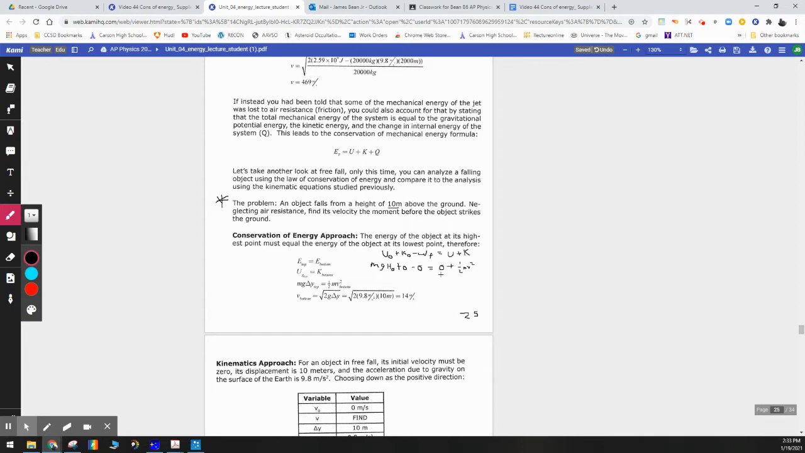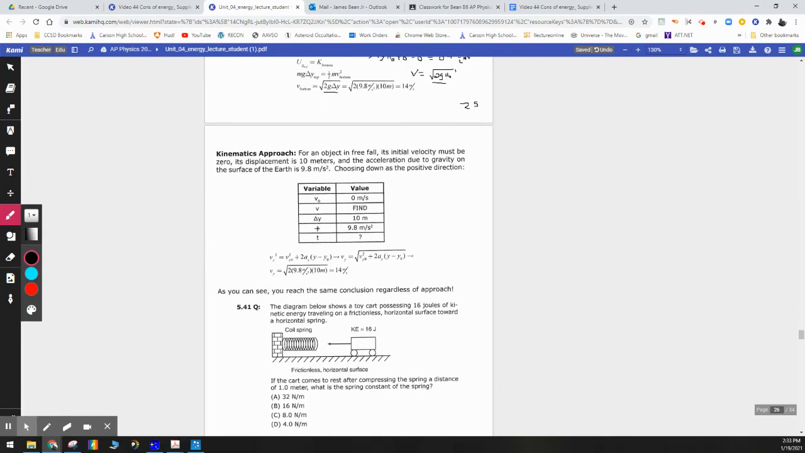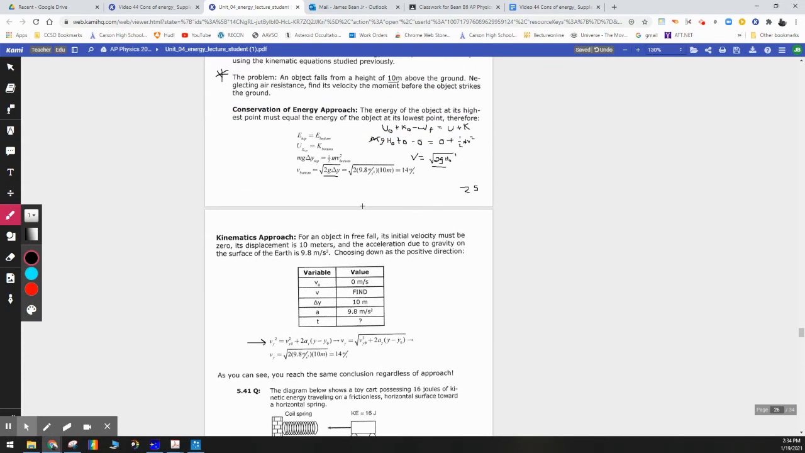Looking at this, we can see that the m's cancel out, so mass is not needed, and we can quickly solve for v. v is going to be the square root of 2gh0, or in this case, delta y, and you get the same answer. Now if we go over to the kinematics approach, time is not given, and acceleration is 9.8, so we would use this equation here and solve it, and we would get 14 meters per second. Personally, I like the conservation of energy better.